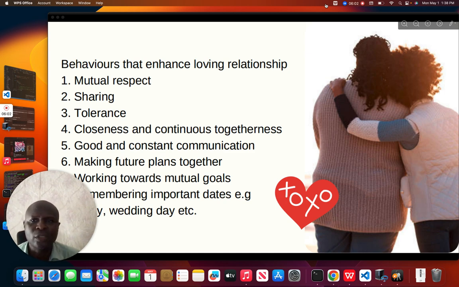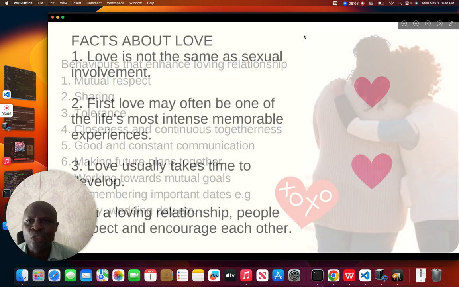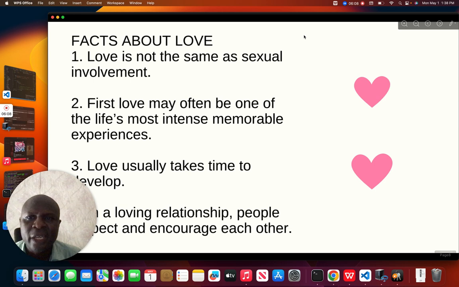This takes us to the next stage that has to do with facts about love. There are facts that we need to understand about love. The first fact is love is not the same as sexual involvement. Don't make the mistake that when you have sex with your friend, you love your friend. No, you don't love. That's not love. So love is not the same as sexual involvement.